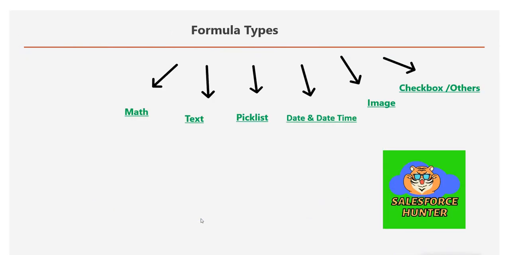These are the types of formulas that we are going to learn in the subsequent videos. We will see math formulas, text formulas, pick list formulas, date and date time fields, which also includes only time, then image formulas, and then checkbox and other formulas like URL and other things that we will see in the coming videos. For now, let's move to our org and see these formulas in action, so that you have a better understanding of them.